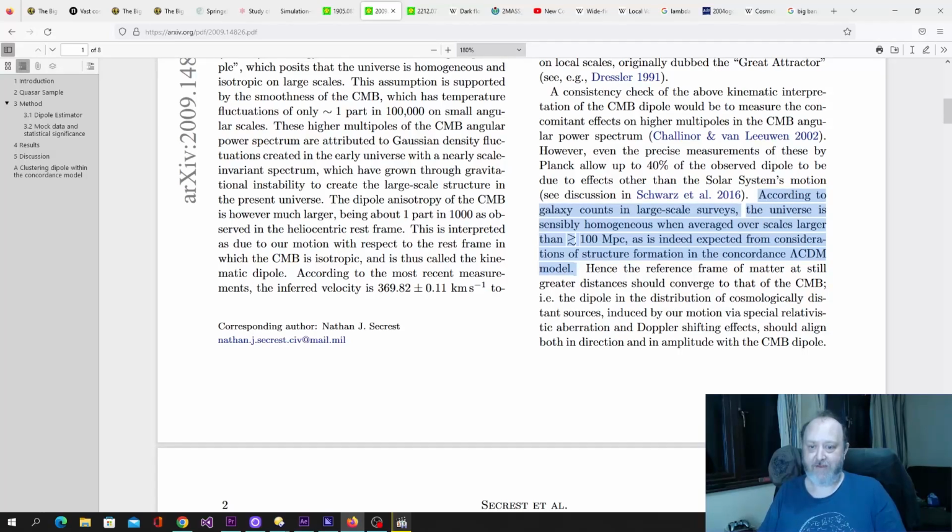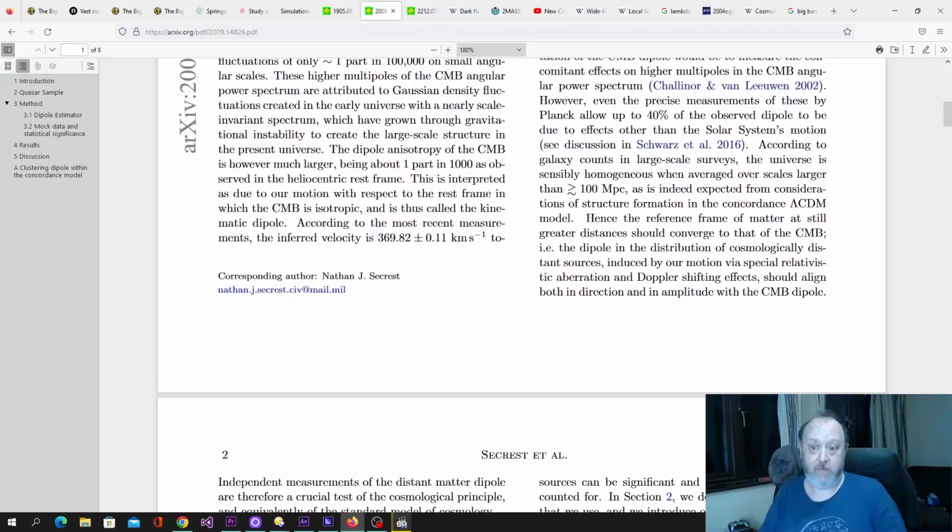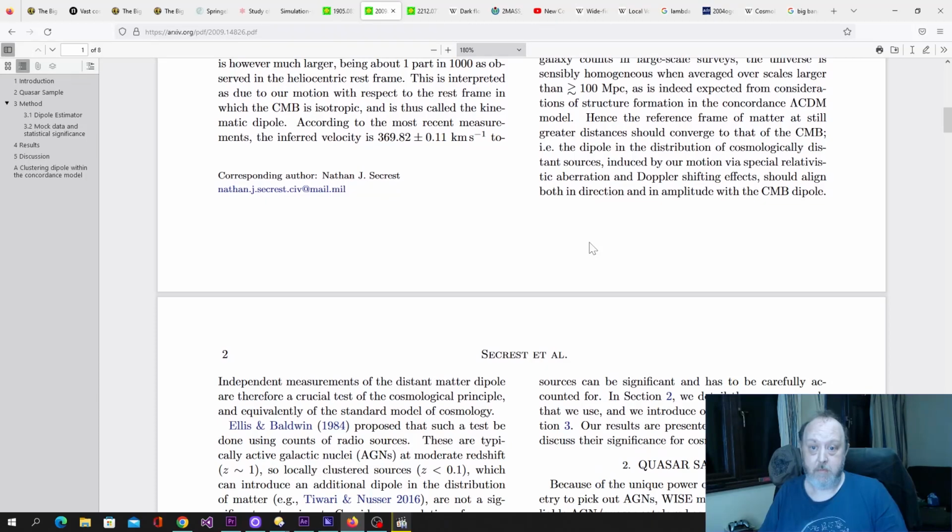So according to galaxy counts and large-scale surveys, the universe is sensibly homogeneous when averaged over scales larger than 100 megaparsecs. As I said, there are many cases of that being disproven. The Local Void is one such case. Large-scale arc structures across the entire universe, measuring 9 billion light years in length, are far bigger than 100 megaparsecs.